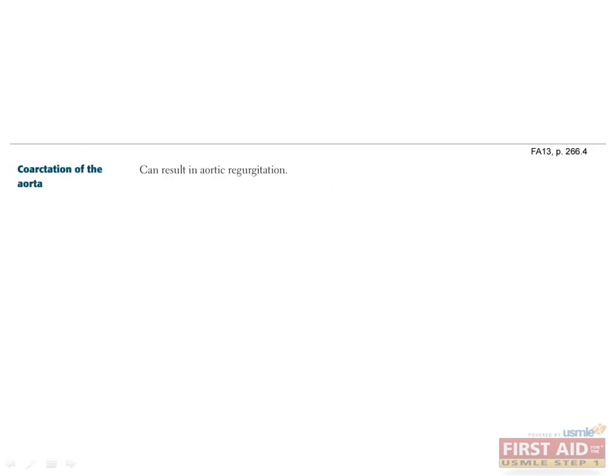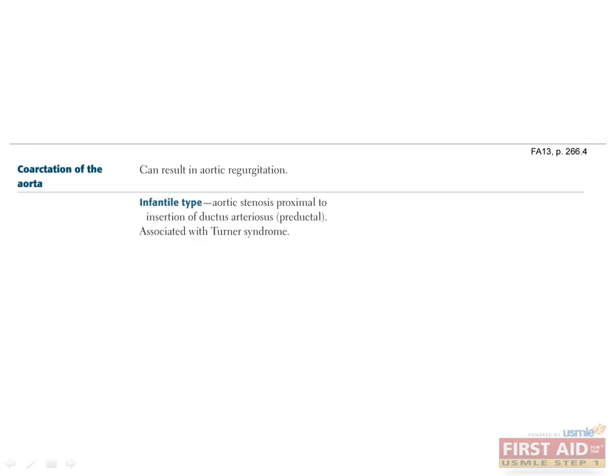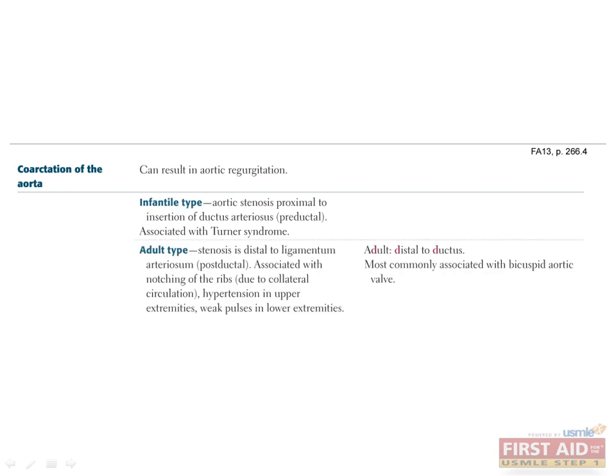Moving past the cyanotic lesions, we now come to coarctation of the aorta, where the aorta is narrowed. Something causes the aorta to narrow, and everything distal to that point of narrowing receives poor blood supply that leads to symptoms. For example, in the infantile type, the stenosis is proximal to where the ductus arteriosus inserts. This is commonly associated with Turner syndrome. In the adult type, the stenosis is distal to the ligamentum arteriosum.